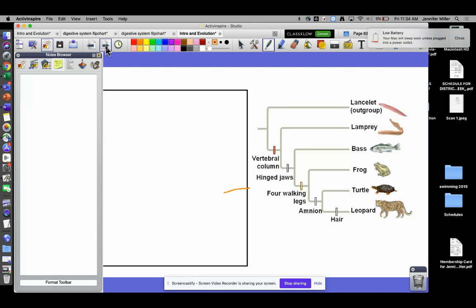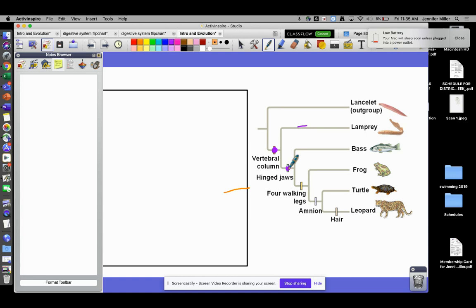So just to show you an example of one here. Here's an example of a group. My lancelet here, this is an organism, is my out group. All of these, lamprey, bass, frog, turtle, leopard, share a vertebral column. So at some point, a common ancestor had a vertebral column that they all evolved from. Now, if I keep going further, this hinged jaw: bass, frog, turtle, and leopard all have a hinged jaw. So that's a shared characteristic that must have come from a common ancestor at some point.